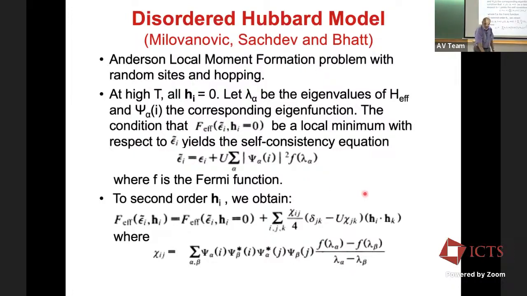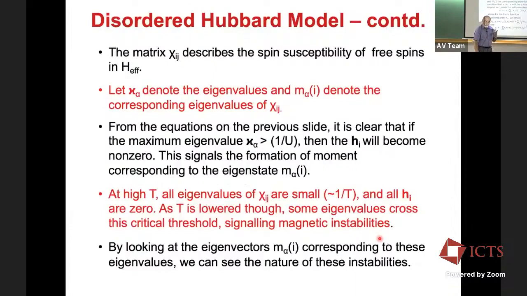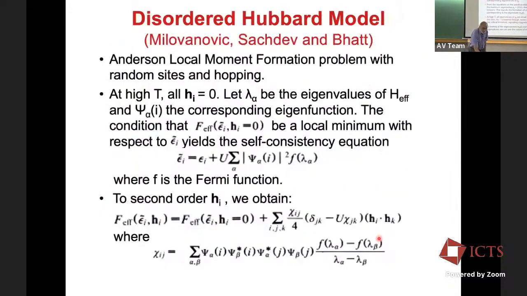And as we come down in temperature, since all the H's are zero, we will just expand around H equal to zero. And so the quadratic expansion one can write down very easily. What you get is a susceptibility matrix, which involves these Fermi functions of the eigenvalues of the self-consistent Hartree-Fock single particle Hamiltonian. And then you ask yourself the question, what are these eigenvalues going to be, okay? So the matrix chi_ij that I had in the previous slide, this one right here, is explicitly given in terms of the eigenfunctions of the Hartree-Fock Hamiltonian, which is a one particle Hamiltonian. So we know how to diagonalize it.